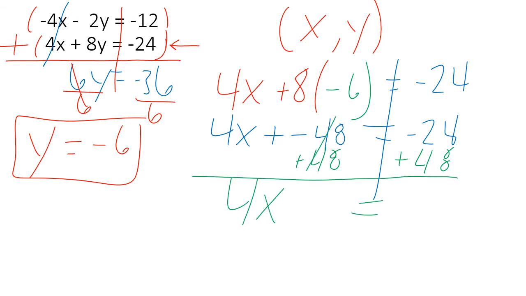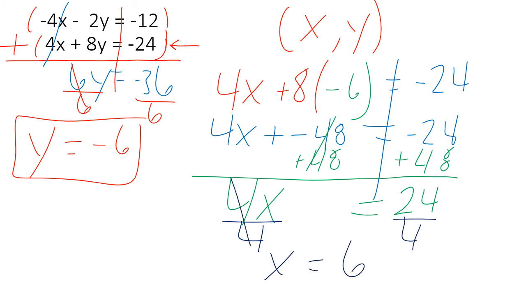And so I have 4x is equal to negative 24 added to positive 48 is going to be positive 24. And if you're having trouble with that, you can use a calculator definitely during this. Get 4 out of there because x needs to be alone. So now I have x is equal to positive 6. So my answer should be 6, negative 6.